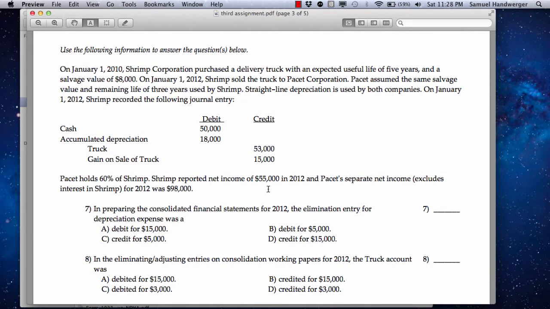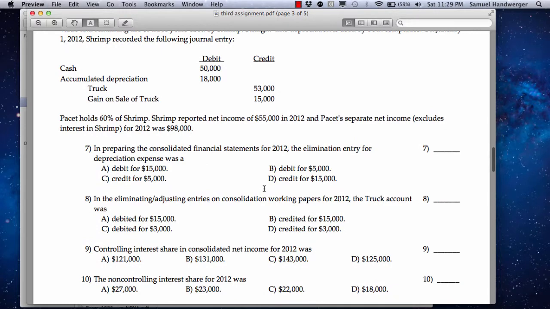It's $55,000 from the subsidiary minus the gain of 15 plus the excess depreciation, which was 5, gives you 45. And trusting my calculator here, we're dealing with a 60% interest. 60% of 45 is 27 plus the 98,000 earned by the parent. The two together gives you the correct answer of 125.